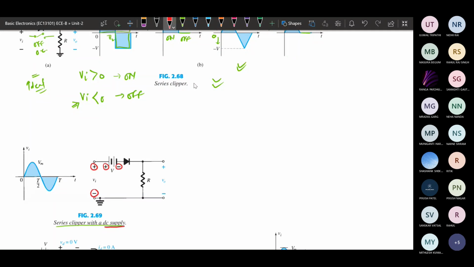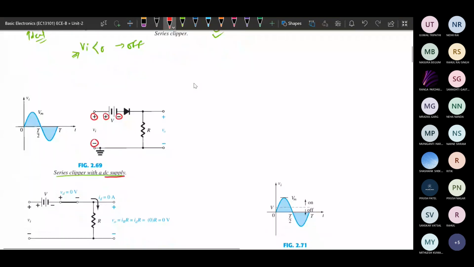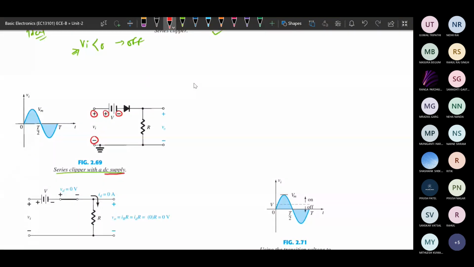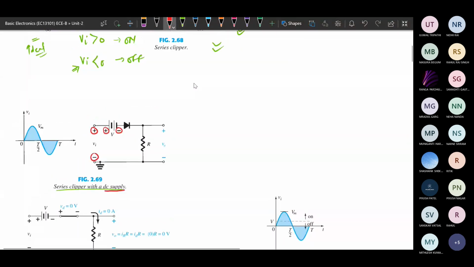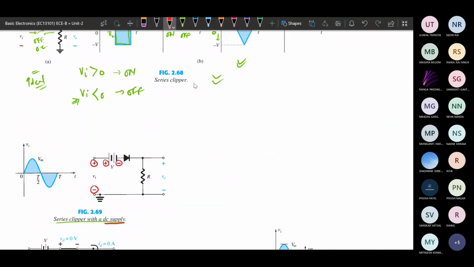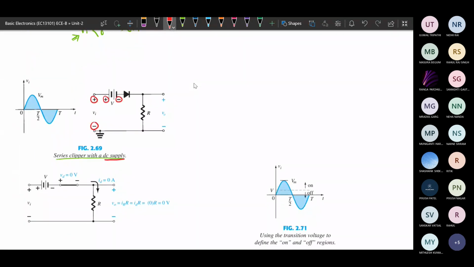So we need to first decide what is the current flowing through this circuit. For that we need to see in what region this diode is working. This is the input voltage we are giving. In the previous case, as the input voltage was greater than 0, the diode was on. But here, it will not be so.